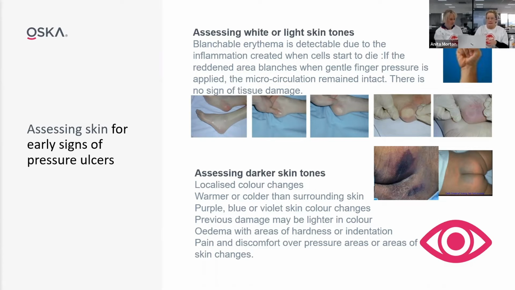Now, with darker skin tones, we can't use the blanching test. So we need to use our other senses. We need to think about what we can see. Visually, the area might be more swollen and edematous, because when things get inflamed, it gets swollen. There might be a discoloration. It might look a bit more bruised or violet or purple. We need to use our touch sensation. The area of the skin might be warmer than the surrounding skin, because with inflamed skin, it's hotter and warmer, and it may be colder if the blood vessels have actually died off.